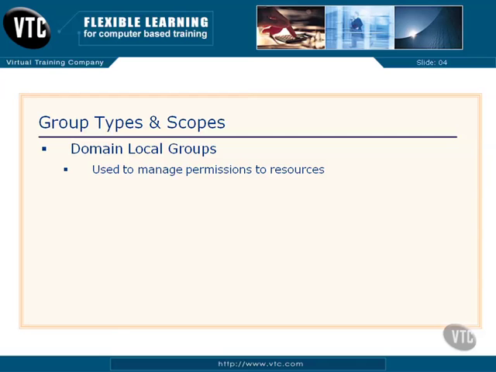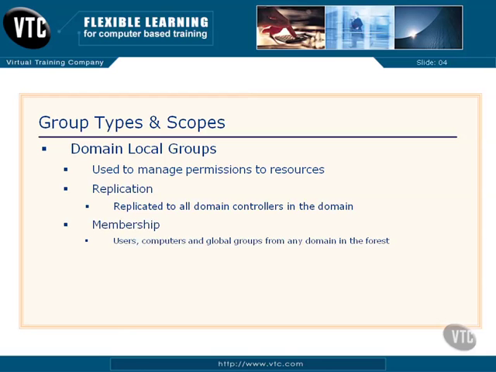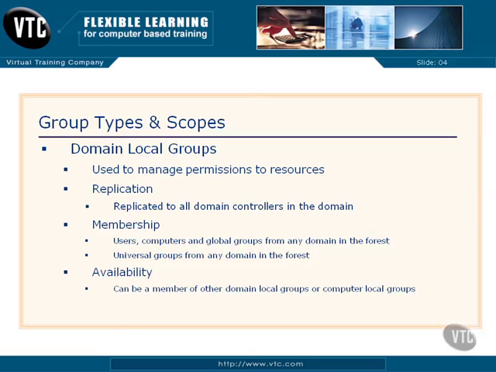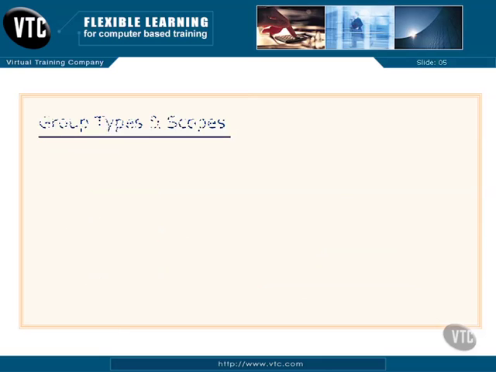Remember AGLP in the AD Group Basics video. Now just think AGDLP. So these, we're going to use a local group to manage permissions. Now on replication, it gets sent to all domain controllers in the domain. Who can be members? Users, computers, and global groups from any domain in the forest. Then universal groups from any domain in the forest, and these can be a member of other domain local groups or even just a basic old local group. So we can nest those things.